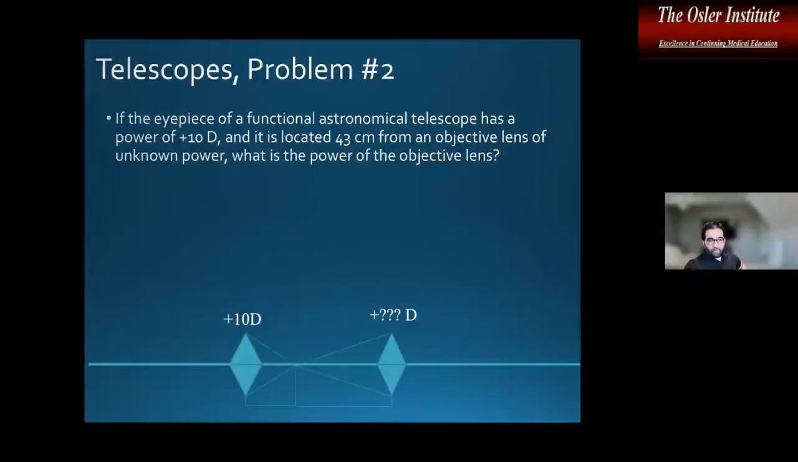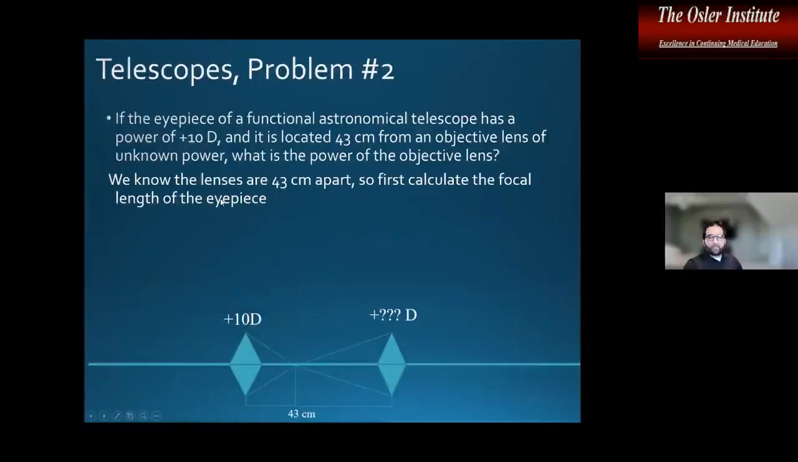Here's another question about an astronomical telescope, except they've given us the power of the eyepiece, and they're asking us to calculate the power of the objective. So again, it's the same concept, except they're asking from the reverse angle. We know the lenses are 43 centimeters apart. So let's first calculate the focal length of the eyepiece. They told us the eyepiece is going to be 10 diopters, so 100 divided by 10 tells us that this also has to be 10 centimeters.